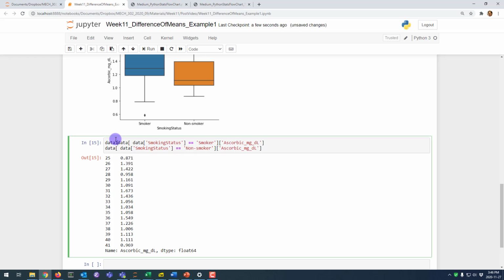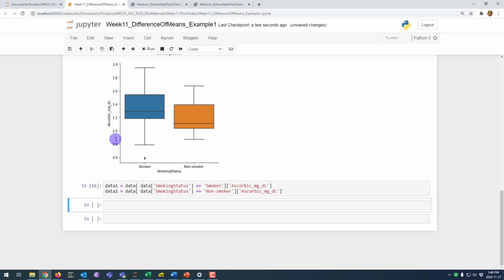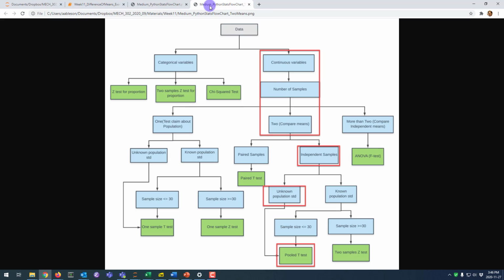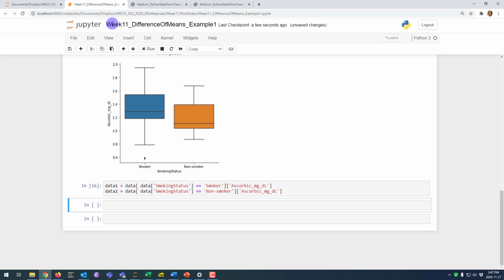And then we just store those as two different data sets. I'm just going to call them data 1, data 2, because we're not going to hold on to them for long as separate entities. So we get two different data sets. Going back to the discussion of what kind of statistical test to use, this is our two independent samples. So now we have a sample of 25 smokers, 17 non-smokers, and we're going to do the pooled t-test on that.